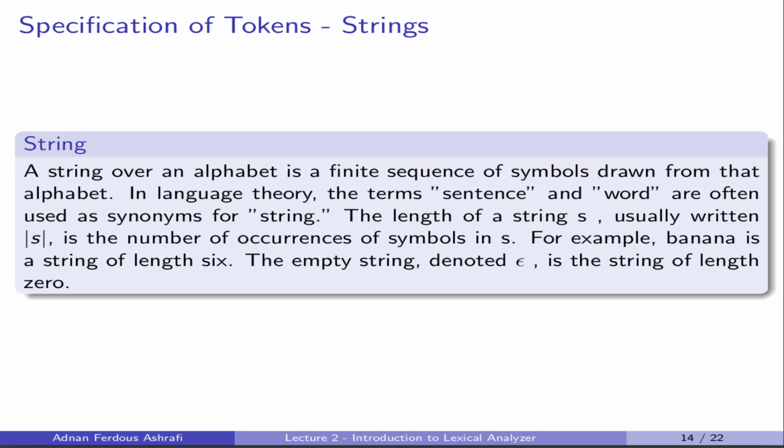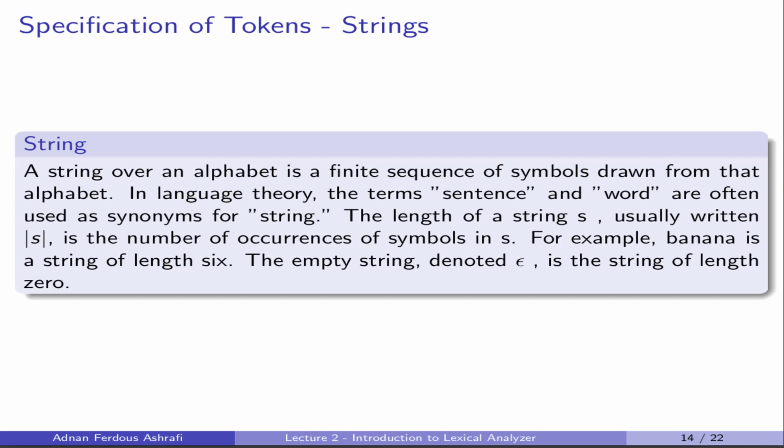So, a string over an alphabet is a finite sequence of symbols drawn from that alphabet, okay? So, তার মানে হচ্ছে আমি যদি একটা finite set of character-কে নেই from my alphabet, then I have created a string. So there can be zero elements, there can be a null string, and there can be very long strings, right? So for example, in language theory, the terms sentence and word are often used as synonyms for string.